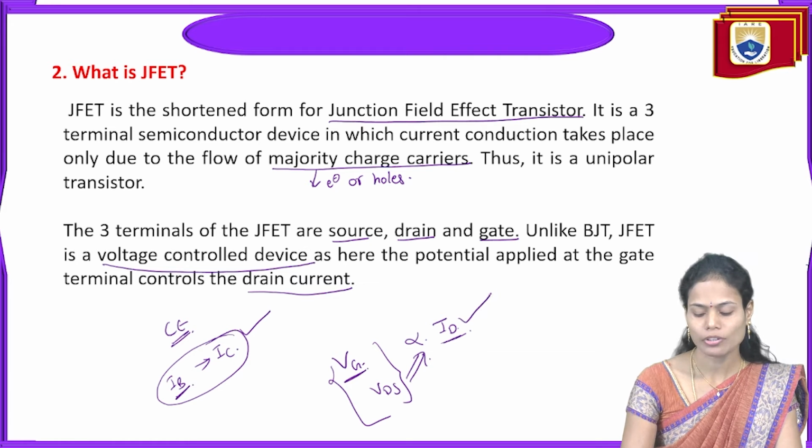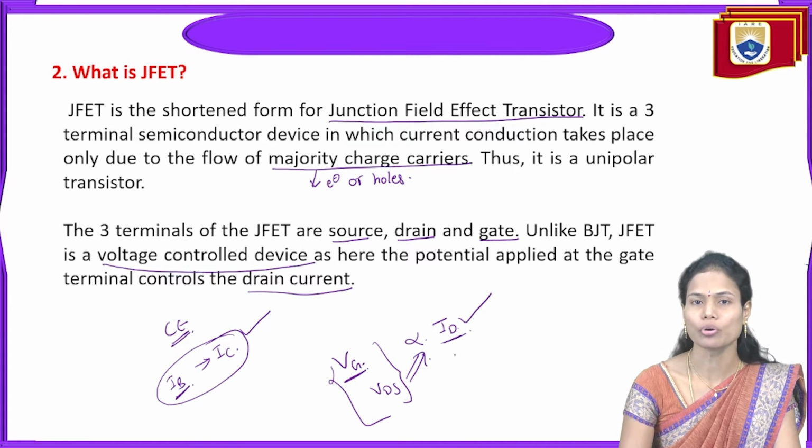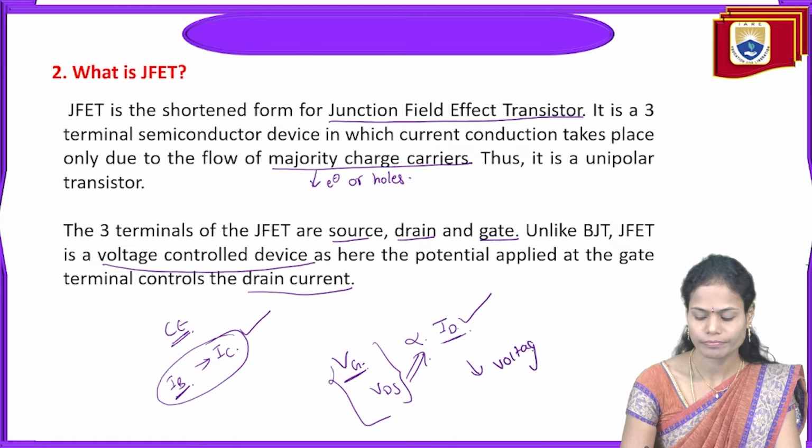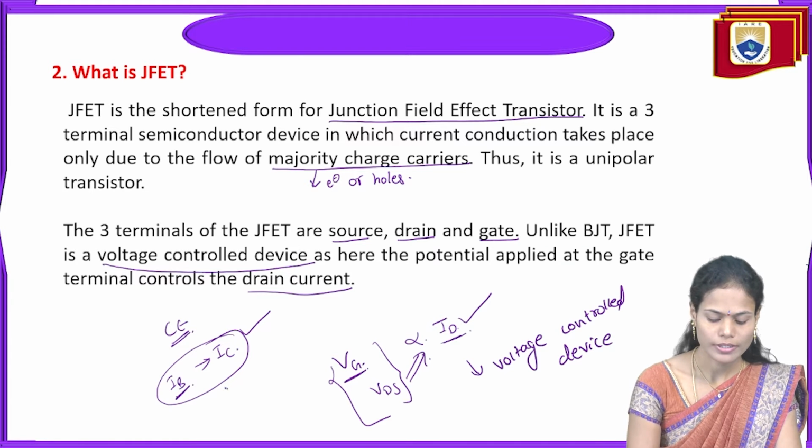But in the FET case, the output current is controlled by the applied input voltage. So that's why it is the voltage control device. And BJT is the current control device.